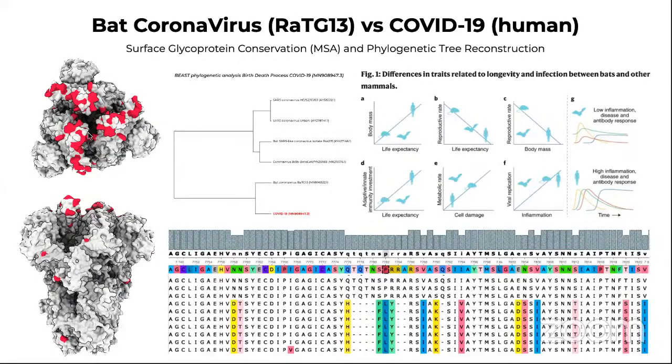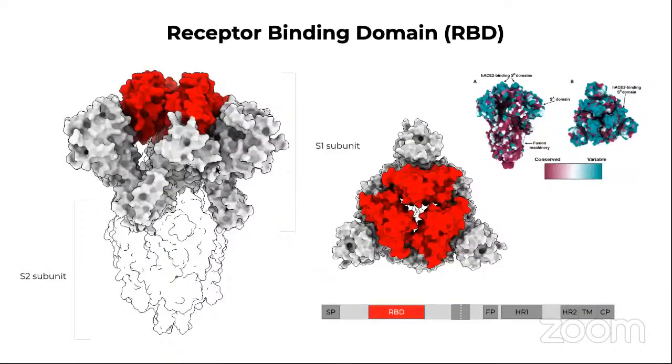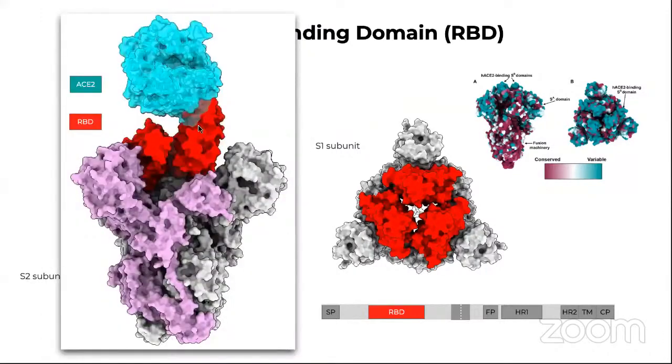So to understand some of these properties, right, we started talking about the different domains. And so one of these regions in the receptor binding domain, which you can see here on top, is really the binding to the ACE2 receptor.